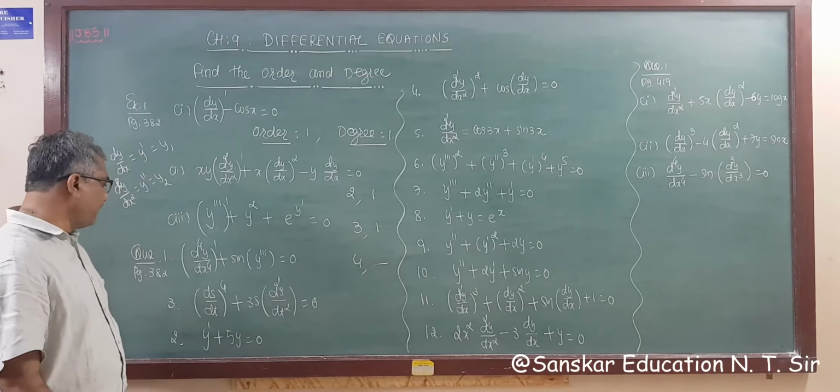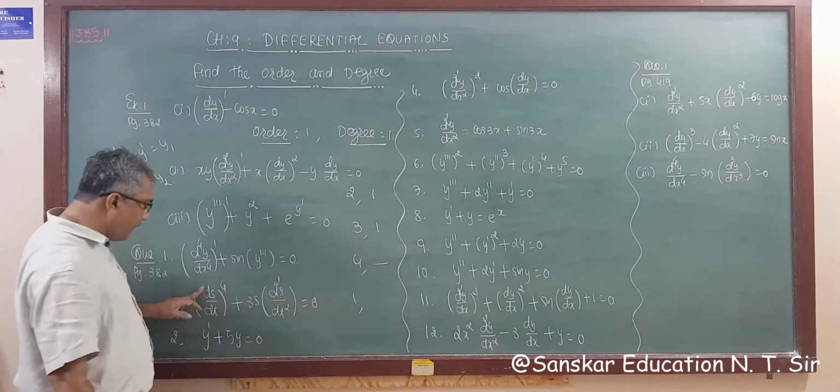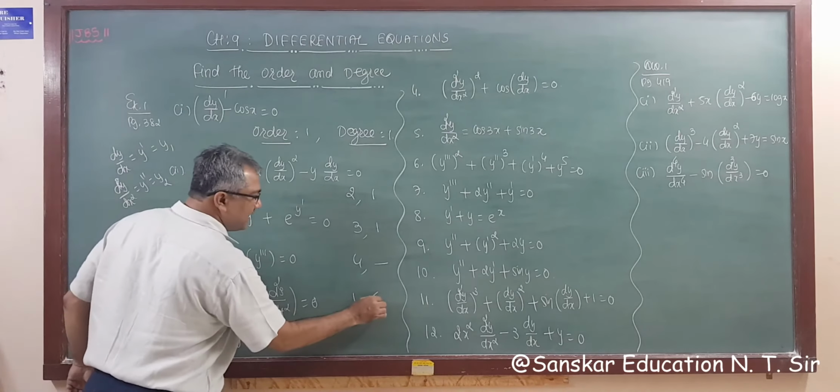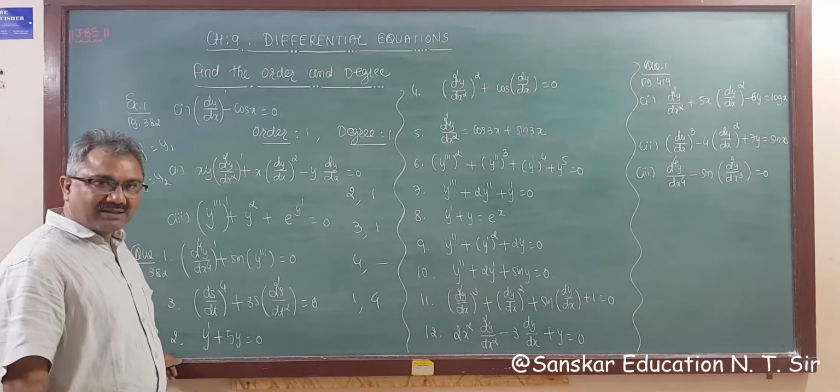Here the highest order derivative is of order 1, so order is 1 and the power of it is 4, so degree is 4. So I hope you can also write now.